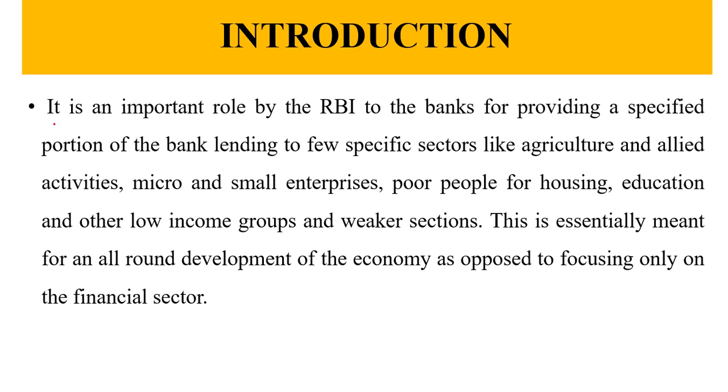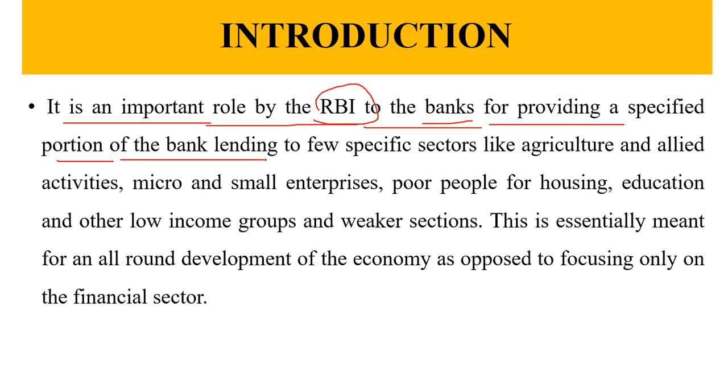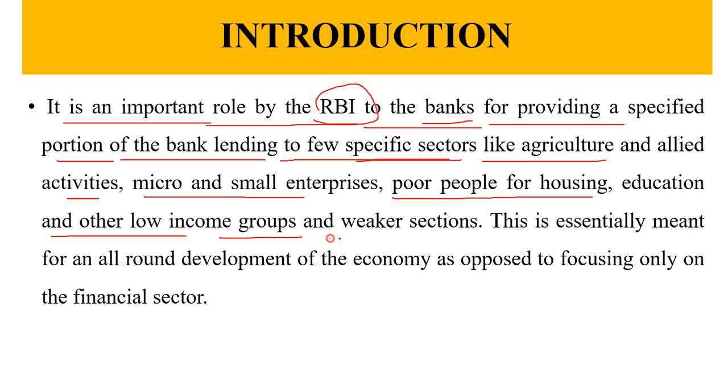Now, introduction. It is an important role of RBI toward the banks. RBI gives directions to all the commercial banks, whether private banks, foreign banks or public sector banks, to provide a specific portion of bank lending, meaning loans, to a few specific sectors. These sectors are agriculture, allied activities, micro and small enterprises. These are basically the priority sector lending. Also poor people for housing, education, and other low income groups and the weaker section.